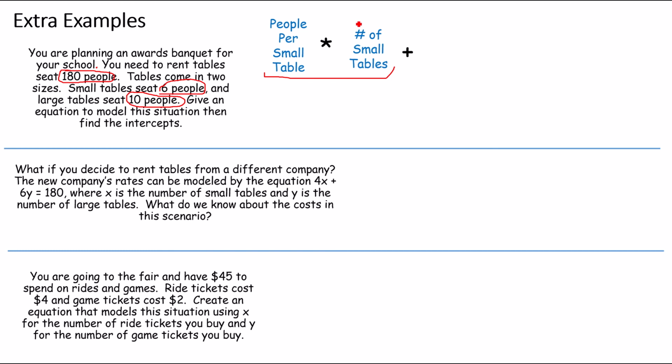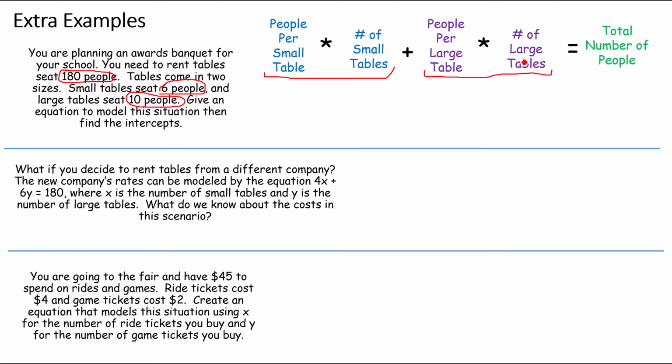I'm going to combine my small tables with my people per large table and my large tables. Again, this is the total number of people sitting at the large tables. It's 10 apiece times however many tables I have. And I can seat a total number of 180.